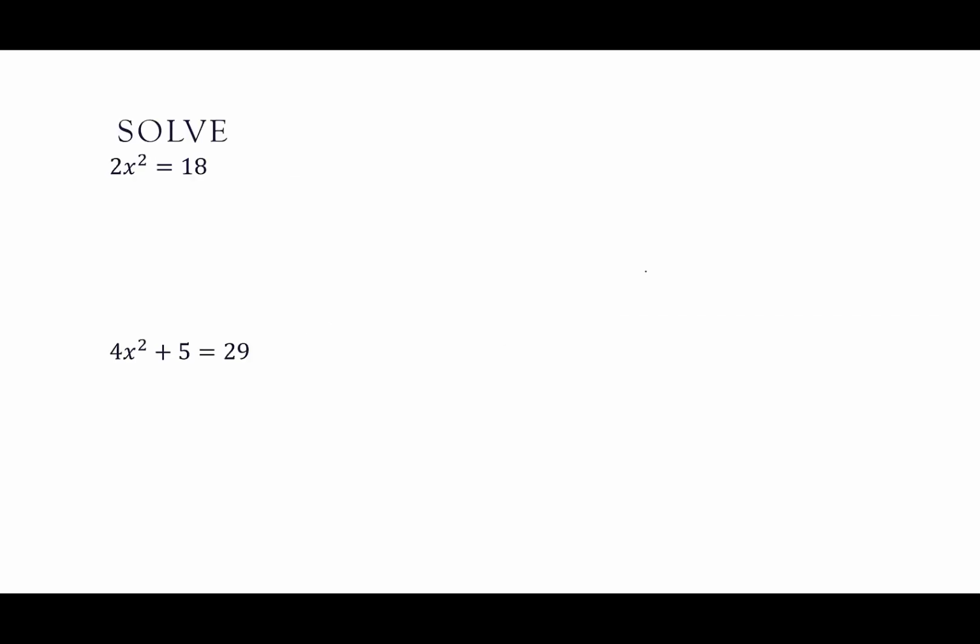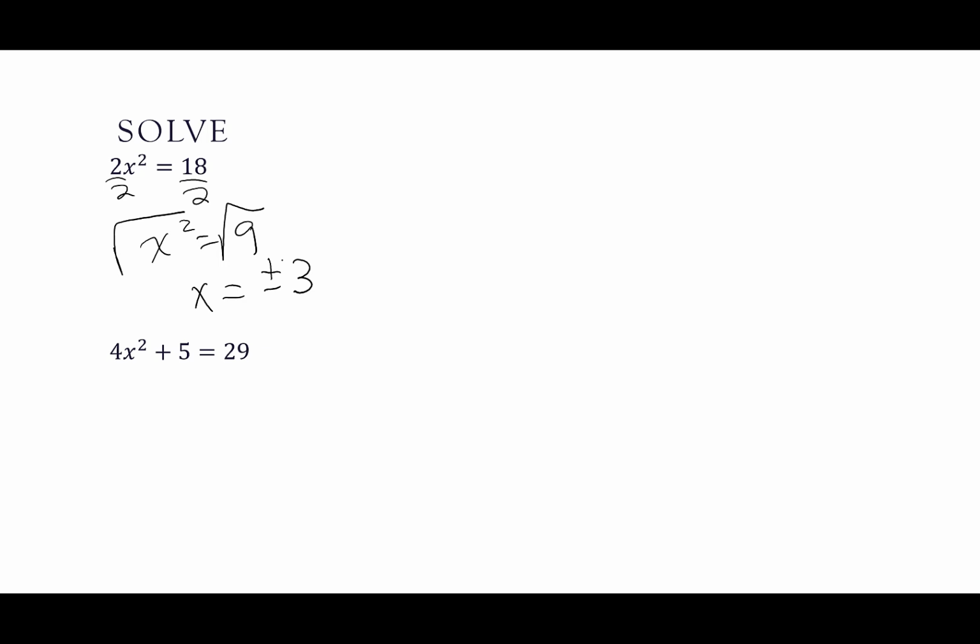All right, so let's use that. Let's solve some equations using the square root method. So this says 2x squared is equal to 18. My first step is to divide by 2. I'm trying to isolate the x squared. So x squared is 9. Take the square root, x is equal to plus or minus 3.